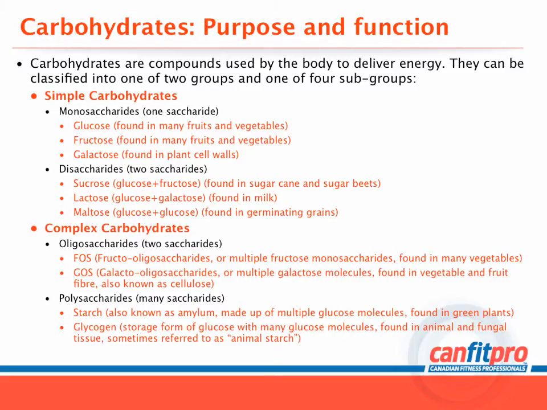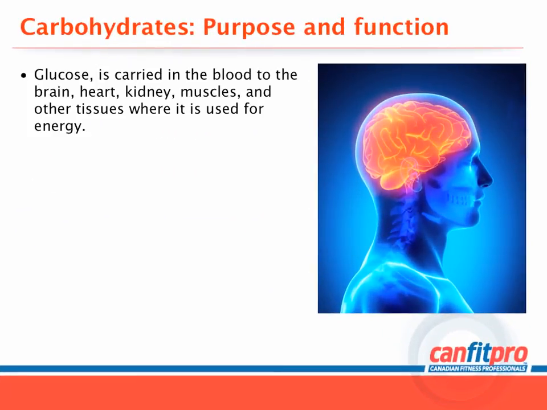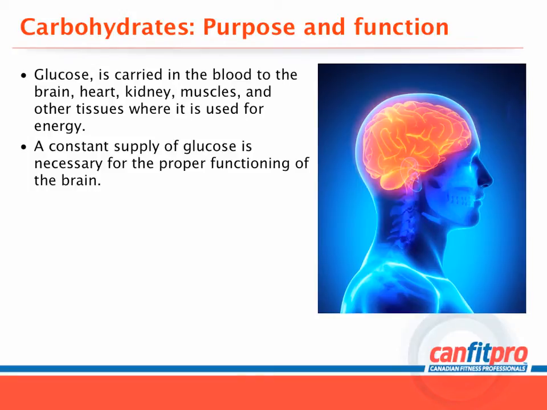Glycogen, stored in the form of glucose with many glucose molecules, is found in animal and fungal tissue, sometimes referred to as animal starch. Glucose is carried in the blood to the brain, heart, kidney, and muscles, and other tissues where it's used for energy. A constant supply of glucose is necessary for the proper functioning of the brain.